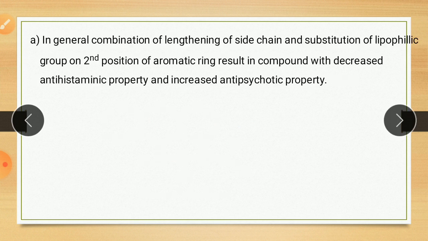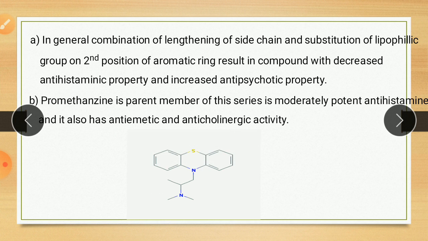In general, a combination of lengthening of the side chain and substitution of a lipophilic group on the second position of the aromatic ring results in a compound with decreased antihistaminic property but increased antipsychotic property. So with lengthening of the side chain and substitution of a lipophilic group on the second position of the aromatic ring, compounds generally show more antipsychotic activity but less antihistaminic activity.